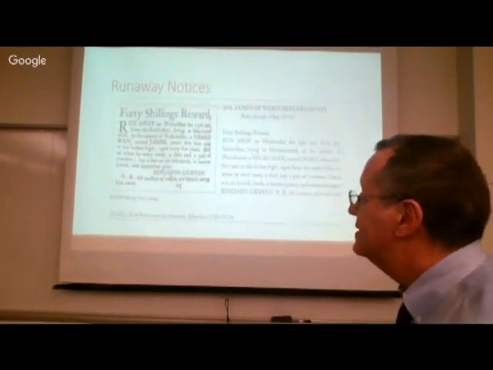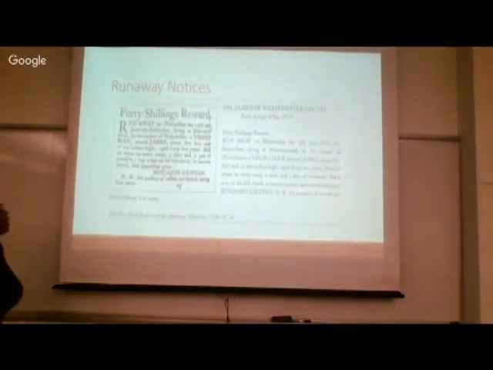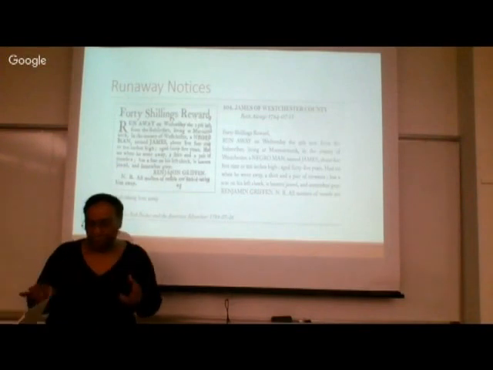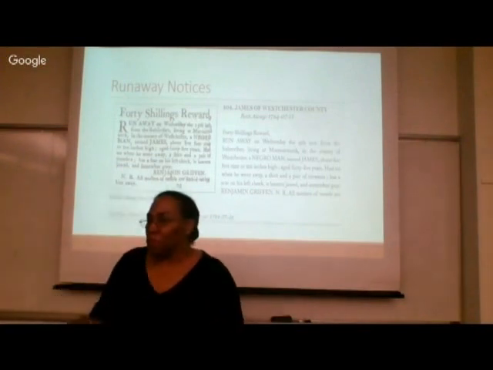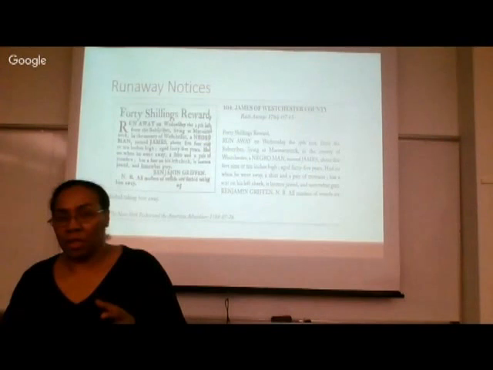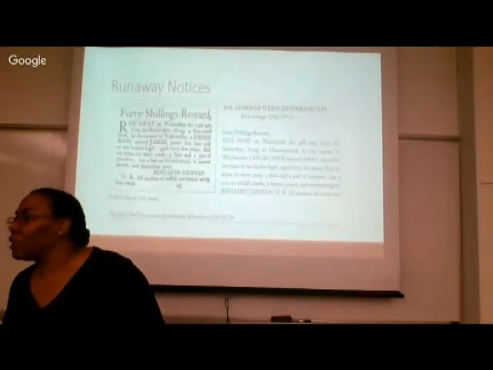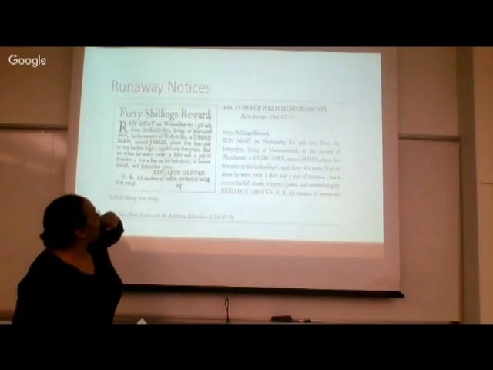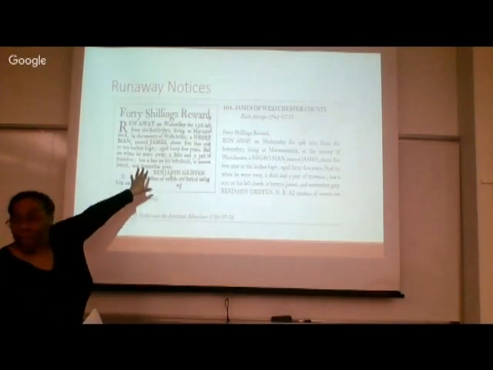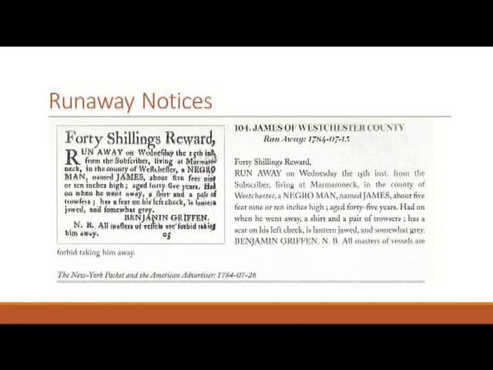Next. This is a copy of a runaway notice. Very often, you have to think about this. Enslaved people were treated as commodities. It's like having a car, something else of value. And if you lost it, you obviously wanted to get it back. And so people would put out ads in newspapers and other publications. And these are two examples of runaway notices.